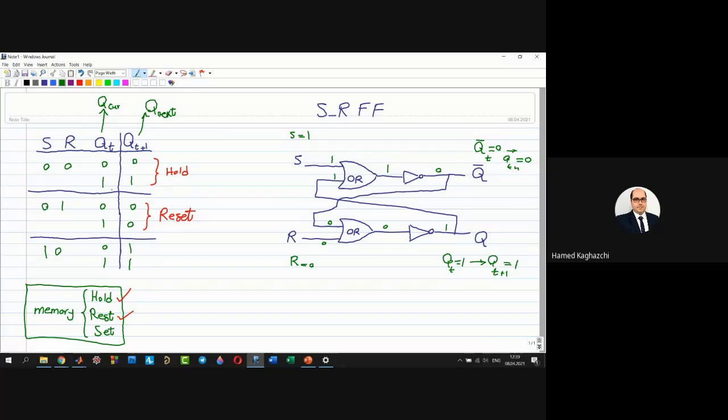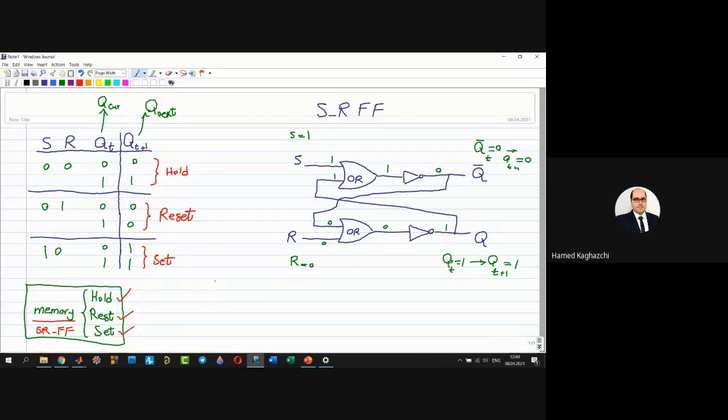What happens? In the case of set 1, reset 0, I can set the output of the memory, or SR flip-flop, to 1. It means that I set my memory. This is the truth table of the SR flip-flop.